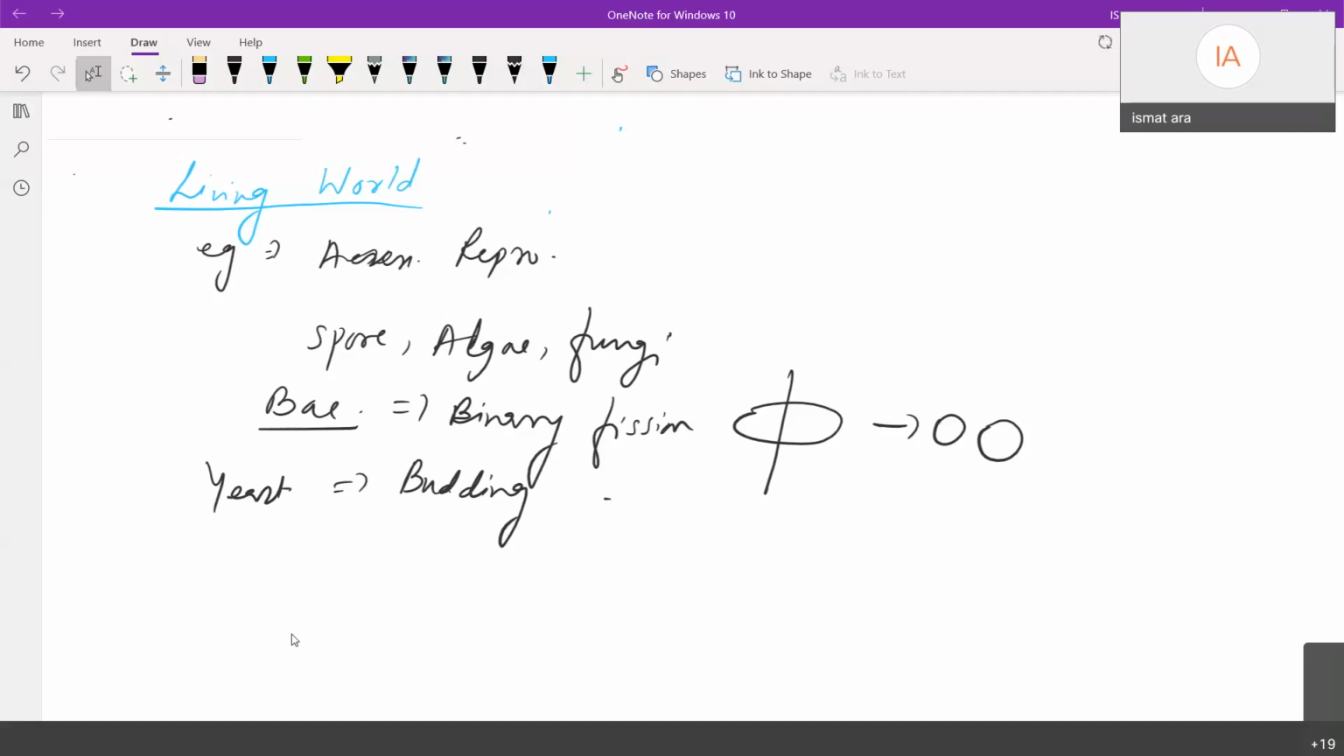Budding is the process where, suppose this is hydra, one bud forms here. This bud will separate and form a new individual. Then algae, fungi, and some mosses, as I told you. Regeneration is also an example of asexual reproduction. The best regeneration you can see in planaria.